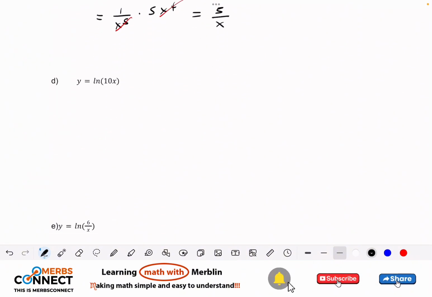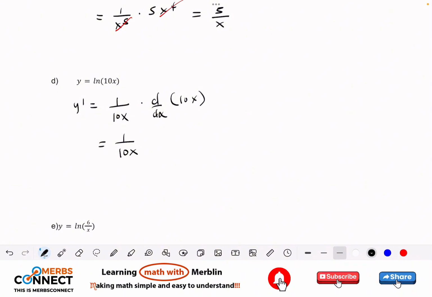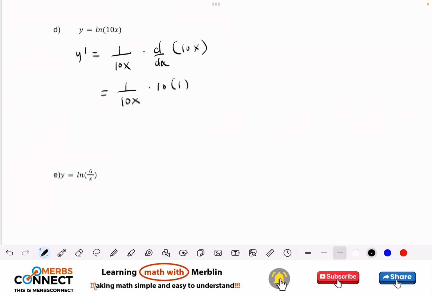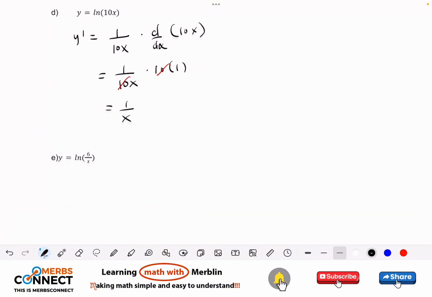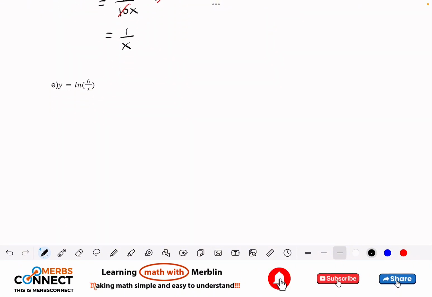Let's look at D. y prime will be equal to 1 divided by what is inside the parentheses times the derivative of what is inside the parentheses. So 1 divided by 10x times, when I differentiate 10x, I just factor 10 out and differentiate x and get 1. Now 10 cancels 10 and I get 1 divided by x. Now let's look at the last one.